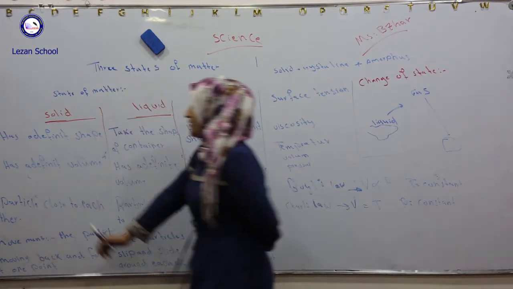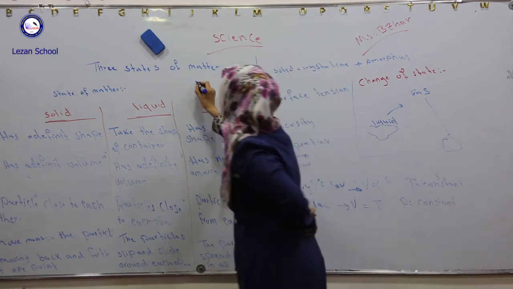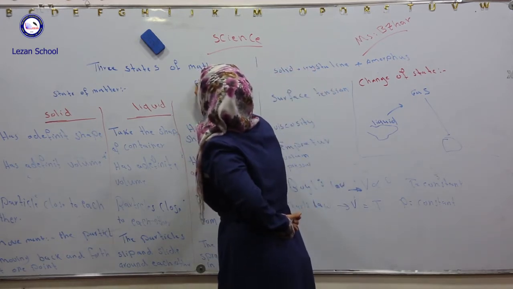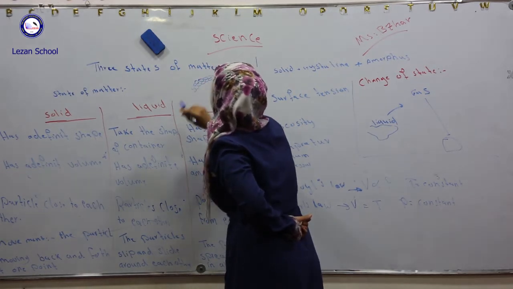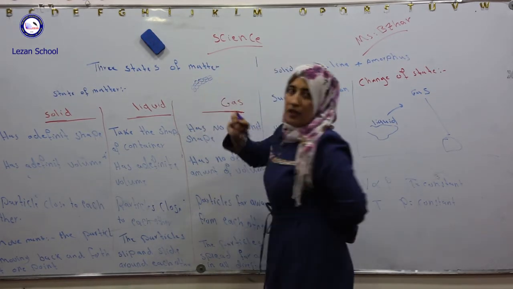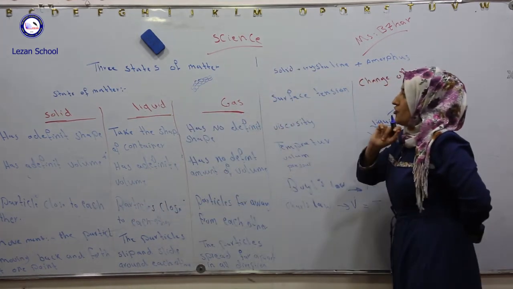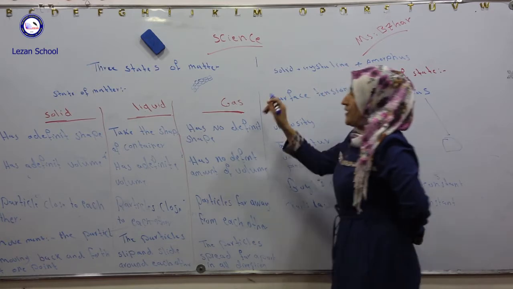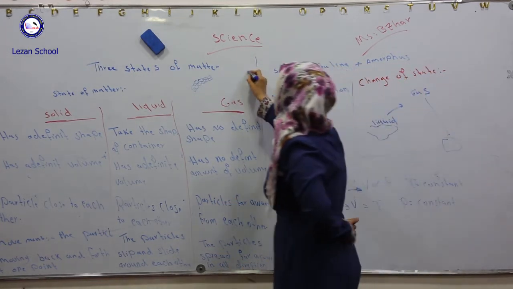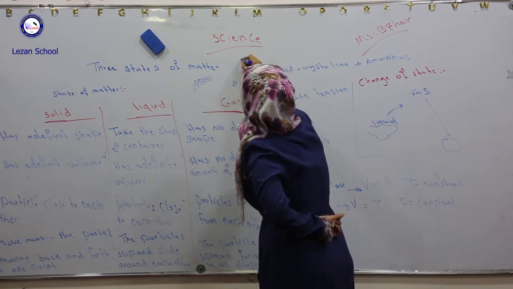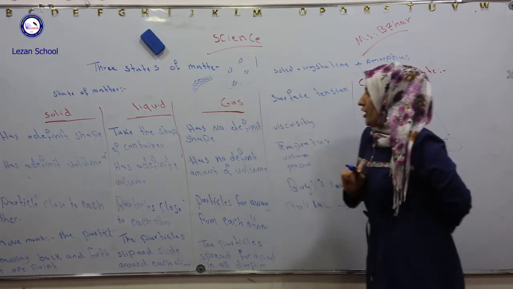Number three, particles in solid matter are close to each other. Also in liquids, particles are close to each other. But in gas, the particles are far from each other.